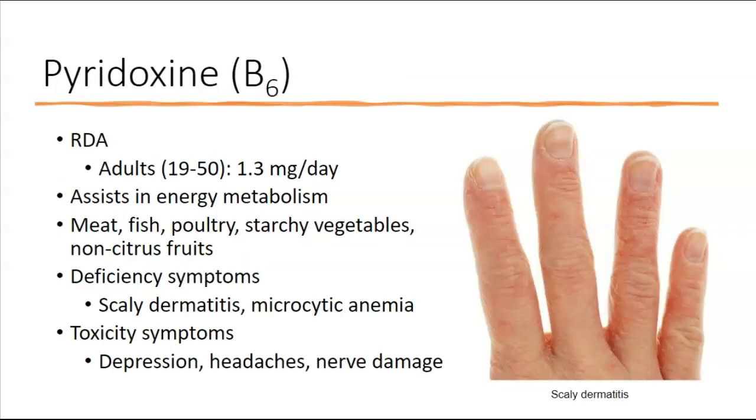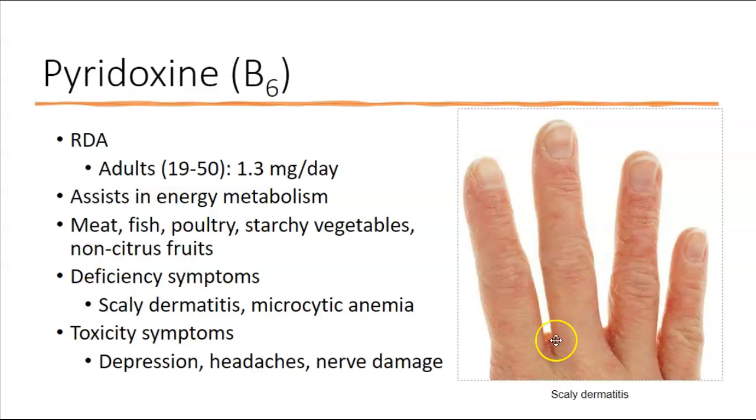Pyridoxine, B6. We have adults from age 19 to 50. This one it clarifies, 1.3 milligrams per day. It assists in energy metabolism. We find it in meat, fish, poultry, starchy vegetables, non-citrus fruits. Deficiency symptoms are scaly dermatitis, very similar to that other dermatitis we saw.